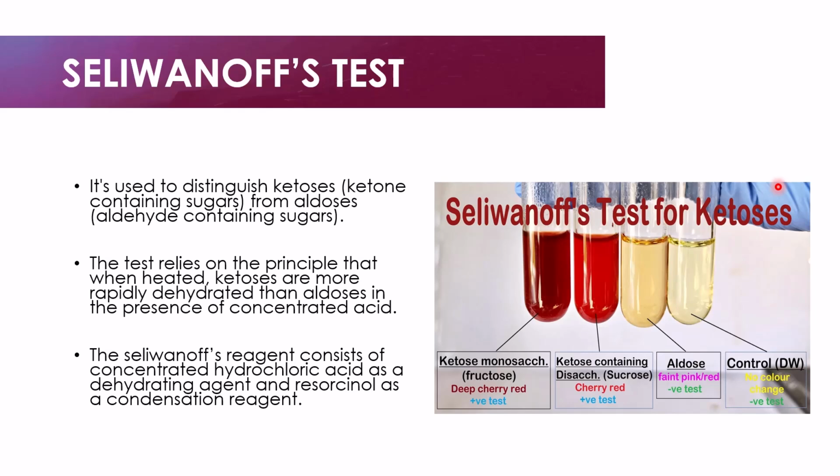Seliwanoff test for ketoses. As you can see from here, we have fructose, which is a ketose monosaccharide, giving us a deep cherry red, indicating a positive test result. And we also have sucrose, which is also giving us a cherry red color indicating a positive result, and we also have our aldoses and our control using distilled water giving us a negative result. So this is a positive result for the Seliwanoff test, and these are the negative results for the Seliwanoff test.